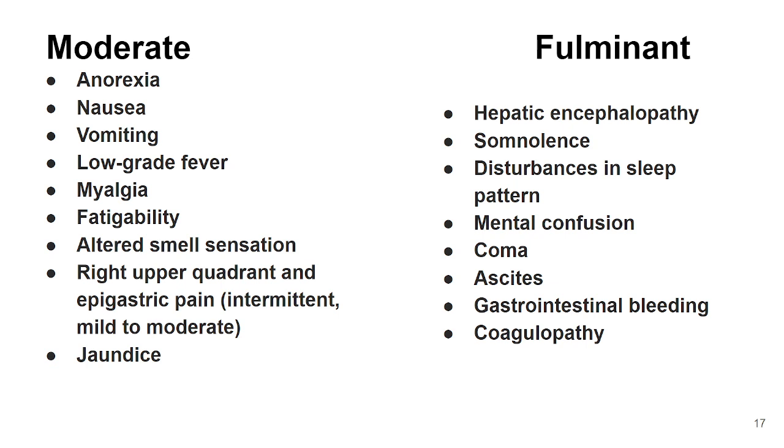And then epigastric pain, or pain in the right hypochondrium, either intermittent or mild, or maybe at times moderate. The variation could be there. That's also another characteristic feature. Once clinical jaundice occurs, the diagnosis is evident. Till that phase, the diagnosis of hepatitis A is not very evident. Till the jaundice occurs, it may not be possible to make out the diagnosis easily.